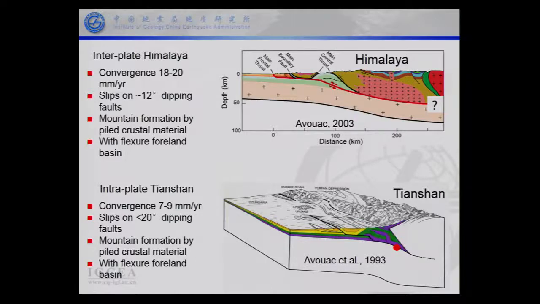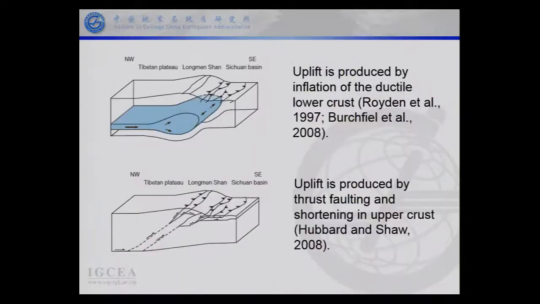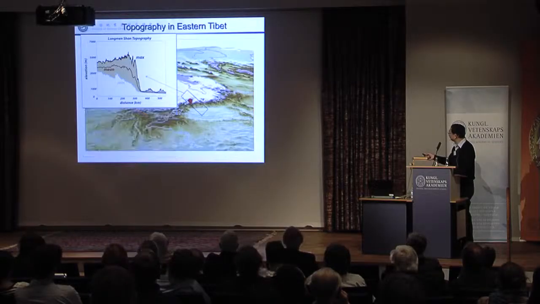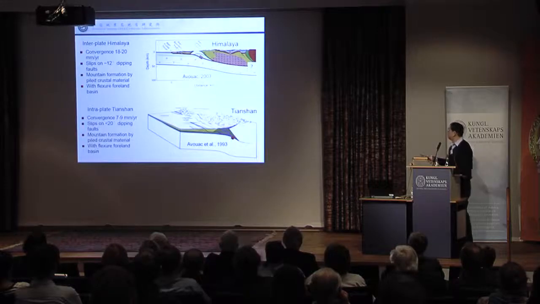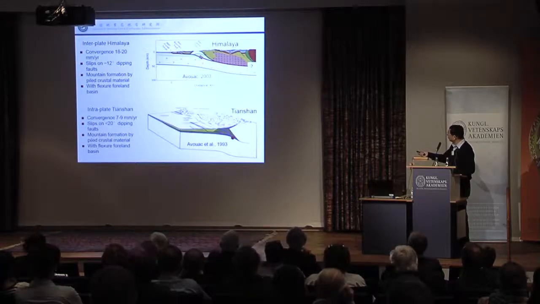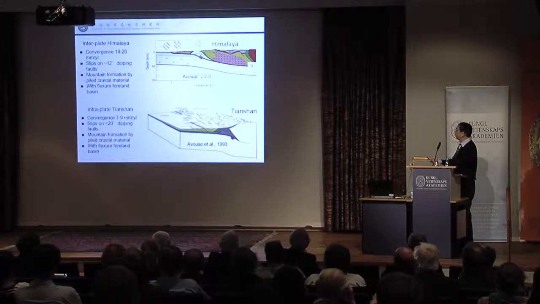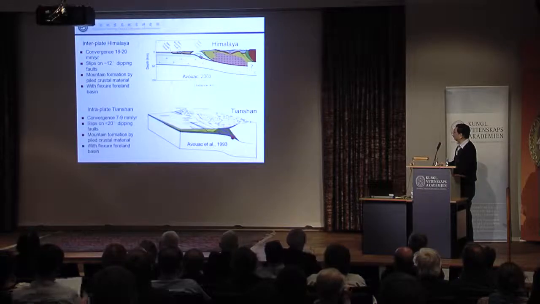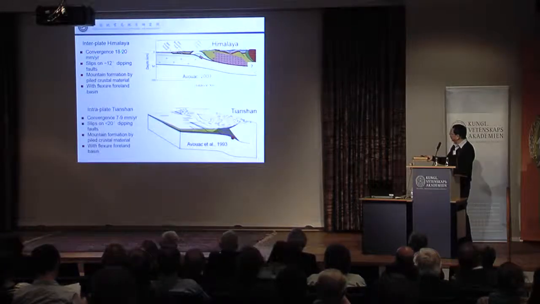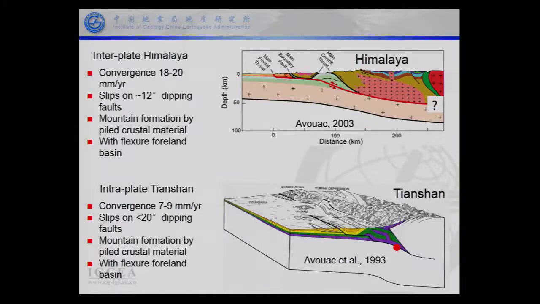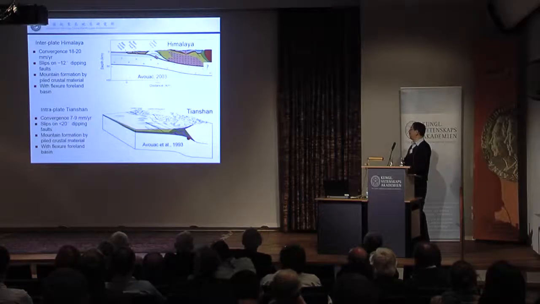For example, the Himalaya. The deformation takes place along this fault, which has a dip angle of about 12 degrees, with a convergence of 18 to 20 millimeters per year. And we can see, as we saw this morning, that the Himalaya is made up of crustal material from the Indian plate. And also, a very deep foreland basin is present in front of the Himalaya.